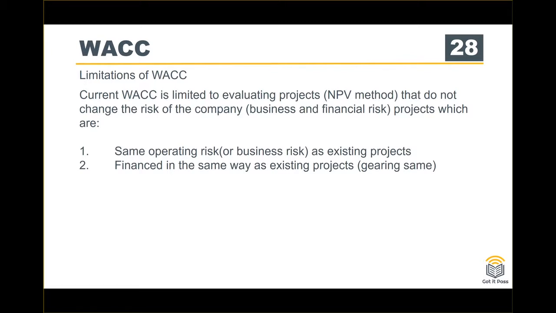Second, finance in the same way as existing projects. So the gearing should be the same. For example, if a new project requires the funding is $200 million, then the current gearing ratio is, for example, 30% will be financed by equity and 70% financed by loan. It means the 200 million investment project will be financed 70% of loan. It means 140 million will be coming from the loan or the bank borrowings, and the other 16 million is coming from the retained earnings or the shareholders' funds. So it means same gearing of any projects to be invested.